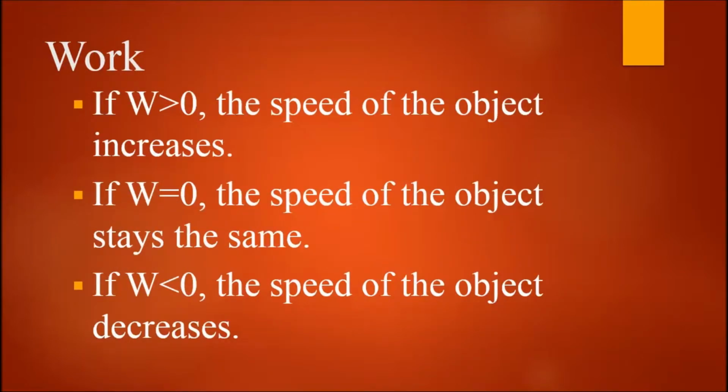Now, in the examples that we have looked at so far, we have noticed that if the work done on an object is positive, then the speed of the object increases. If the work done on the object is zero, the speed of the object stays the same. And if the work done on an object is negative, the speed of the object decreases.